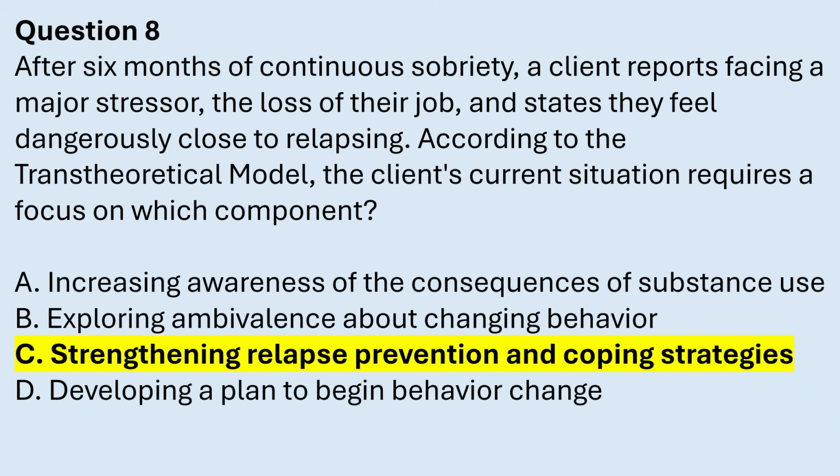B is incorrect because exploring ambivalence is a key intervention during the contemplation stage. This client has already maintained sobriety for 6 months and is beyond contemplating change. And D is incorrect because developing a change plan is associated with the preparation stage before behavior change has begun.